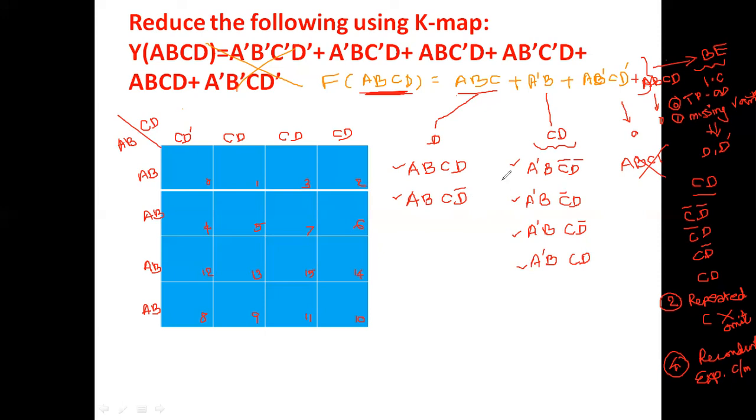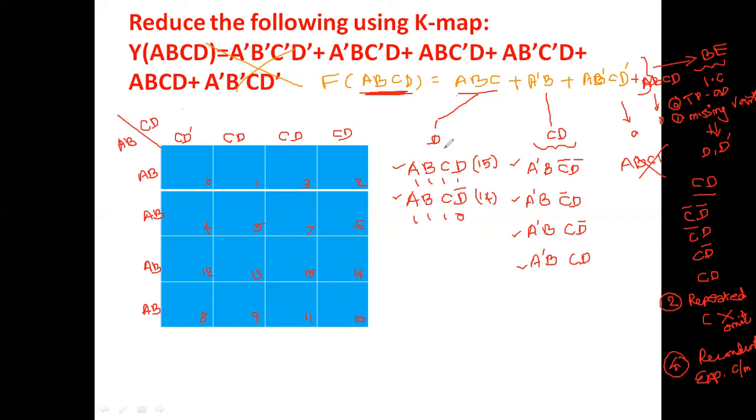Now you have to bring it into the canonical form. All uncomplemented values are 1, remaining are 0. So 1 1 1 1. This is the equivalent value of 15. Please listen, it is 15. Then 1 1 1 0, so it is 14.